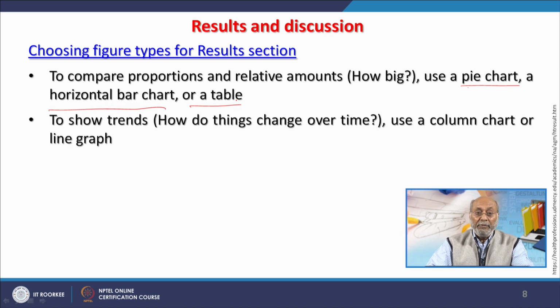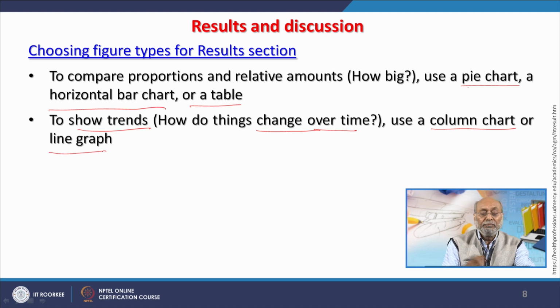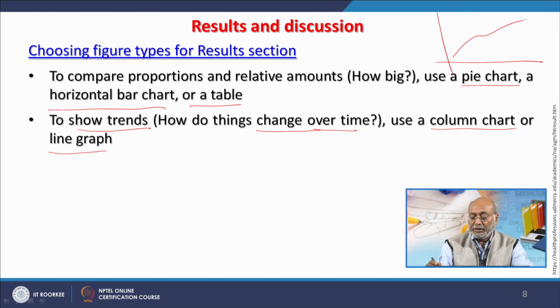Now, whenever we would like to show changes over time, that is, trend analysis, it can be presented either through a column chart or a line graph and likewise. Suppose you have a line graph and you are showing an increasing trend of a certain phenomenon, or maybe a decreasing trend. That is all possible.